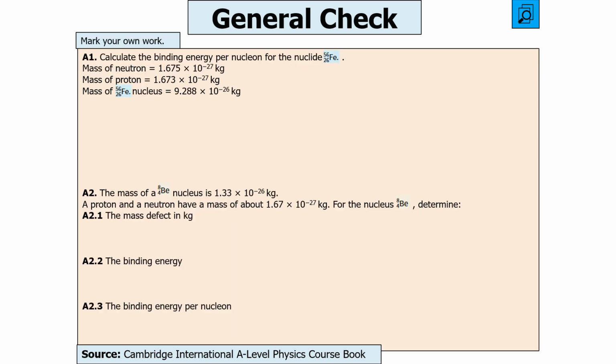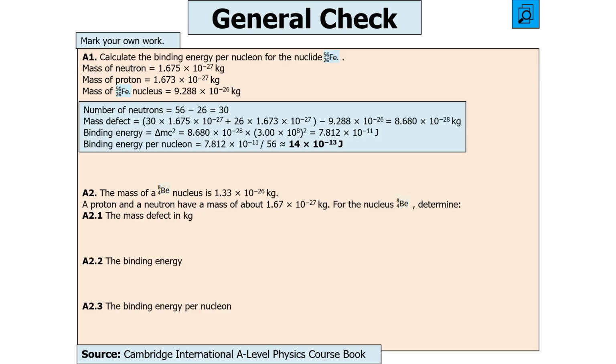Right, in this first question, the number of neutrons is going to be 56 minus 23, so it's 30 for the iron. So find the mass defect by doing the mass of the protons and the mass of the neutrons, and then subtract it from the overall mass of the nucleus. So you get 8.680 times 10 to the minus 28 kilograms. Binding energy is E equals mc squared. Pop all the values in, and you get 7.812 times 10 to the minus 11 joules. We can then divide it by the total number of nucleons, the large number on the symbol, so 56, so it's 14 times 10 to the minus 13 joules.